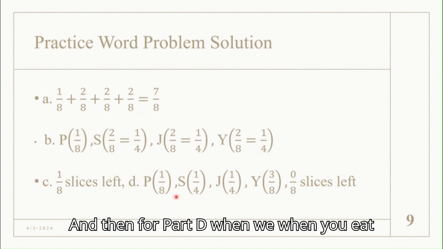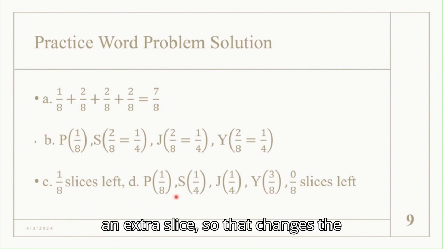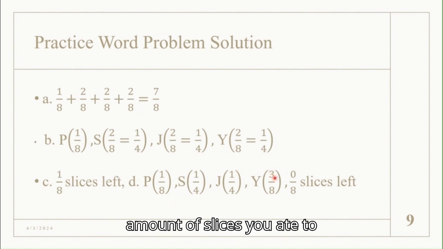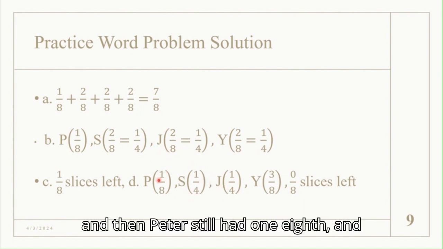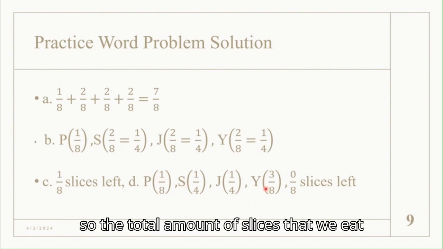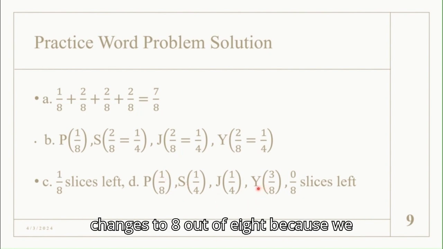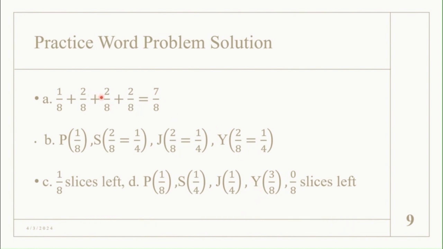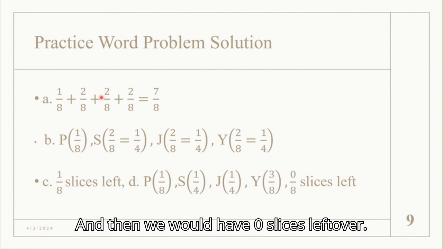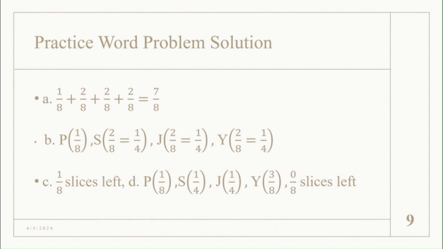And then for part D, when you eat an extra slice, that changes the amount of slices you ate to 3/8, where Sam and Jack each eat 1/4, and then Peter still had 1/8. And so the total amount of slices that we eat changes to 8 out of 8, because we would add all the numbers up. 1 plus 2 plus 2 plus 3 gives us 8. And then we would have 0 slices left over.